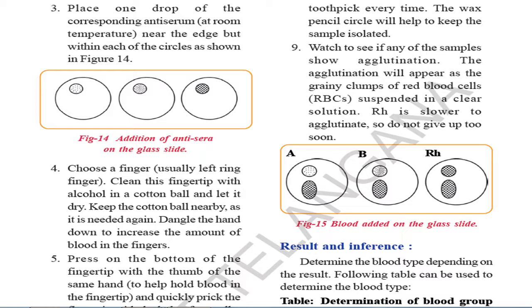It will agglutinate slowly. So let it be. Determine the blood type group.